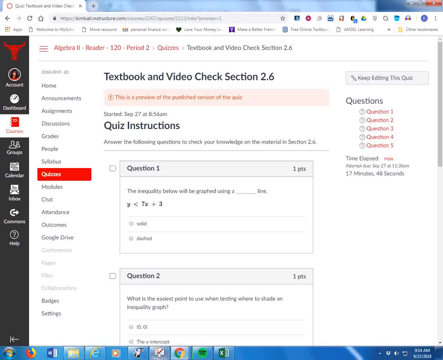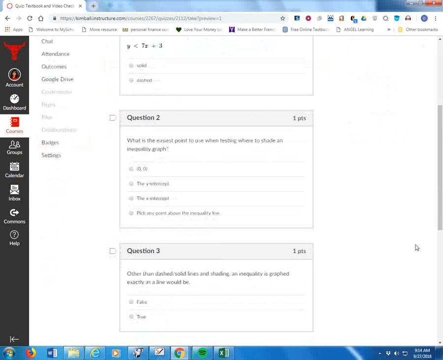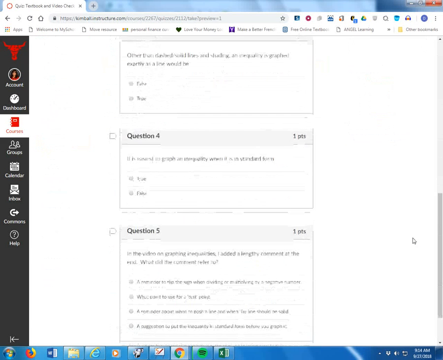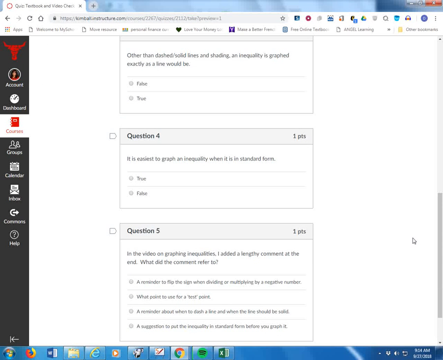The inequality below will be graphed using what kind of line, solid or dashed? Dashed, good. What's the easiest point to use when testing where to shade an inequality graph? 0, 0. Other than dashed or solid lines and shading, an inequality is graphed exactly as a line would be. True. It's easiest to graph an inequality when it's in standard form. False. The book really said put it in slope-intercept. You can graph it either way, whatever you're comfortable with.